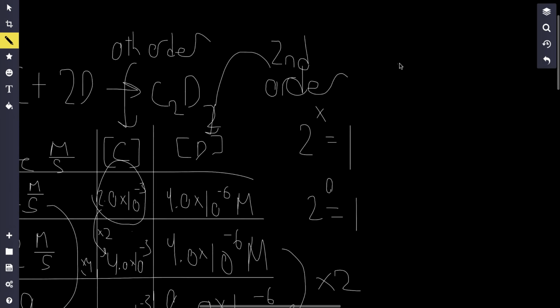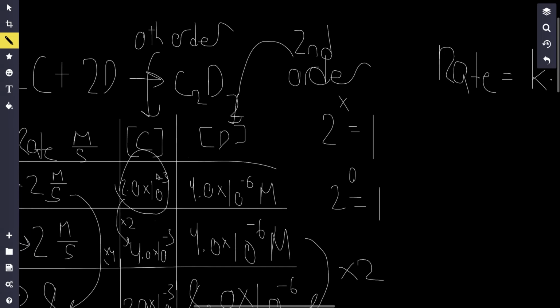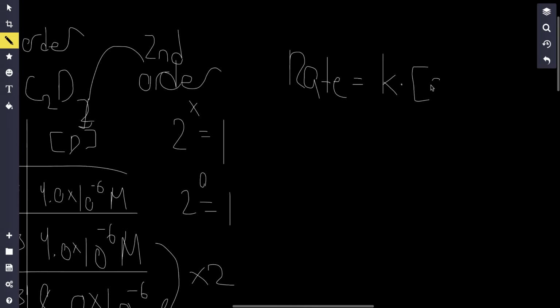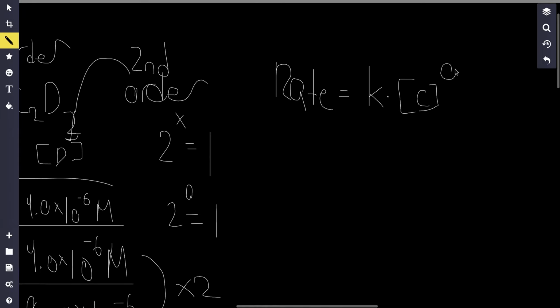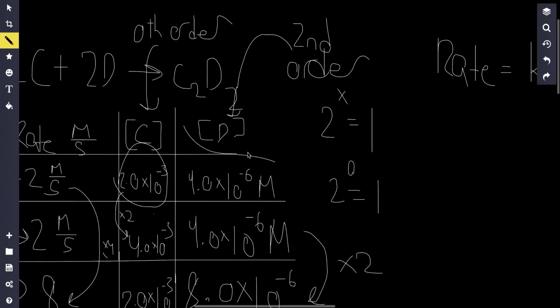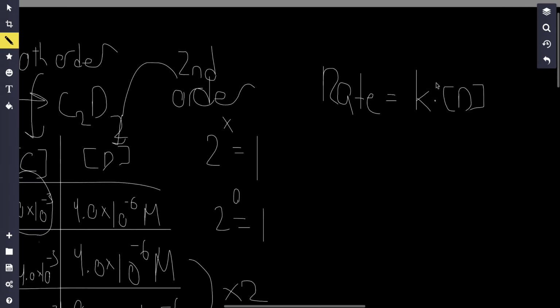And now I can write my rate law. So my rate of the reaction is going to be my K value multiplied by the concentration of C to the reaction order. So notice how it's 0th order. Now anything raised to the 0th power is just equal to 1, so I don't even have to write that. And for D, it's going to be multiplied by the concentration of D raised to, in this case, D is second order, so it's going to be raised to the second power. And there we go. So this is going to be the rate law.